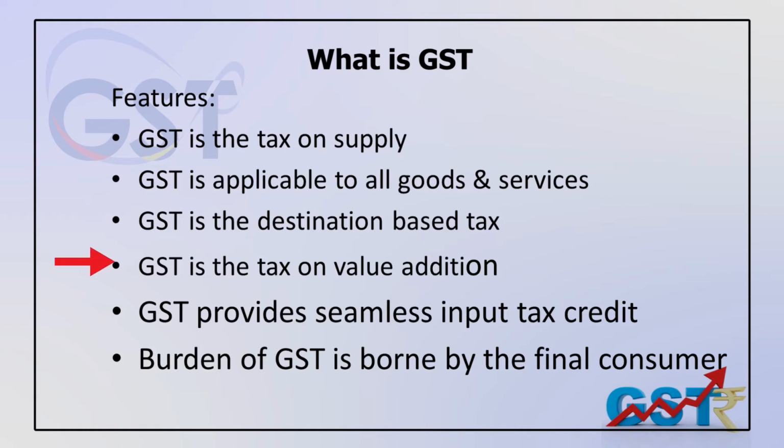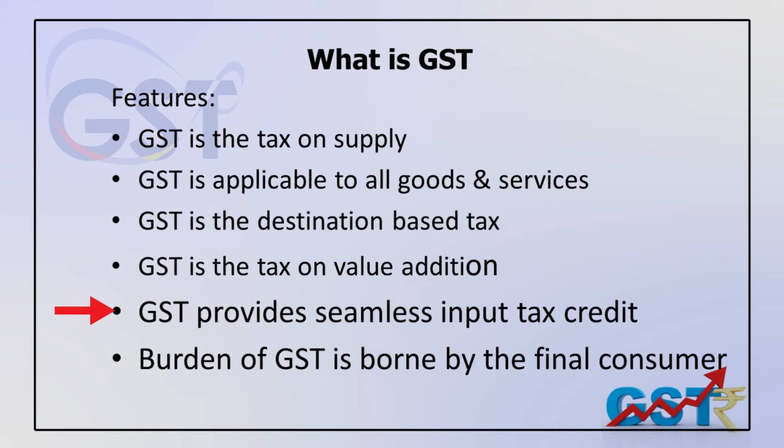GST is a tax on value addition. Remember, at each point of supply, some value is added and tax is to be calculated on that value addition. GST provides the seamless input tax credit, because at the time of definition, you have heard that the supplier will get the benefit of input tax credit.